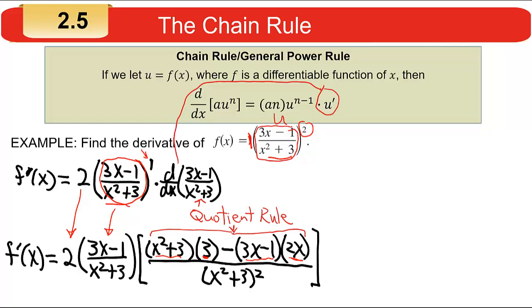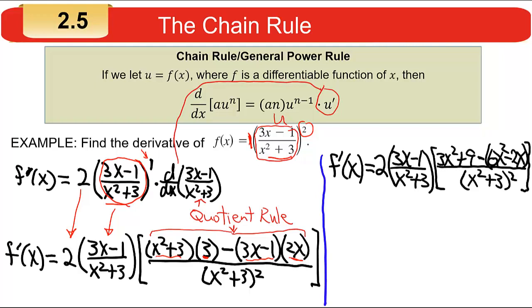And then you probably want to simplify it a little bit. Again, you can play around with what WebAssign will and won't accept, but I would probably feel a little bit better by simplifying it some. You can take the 3 times the x squared and the 3 times the 3, and you're going to get 3x squared plus 9. And then I'm just going to write that minus sign there down.